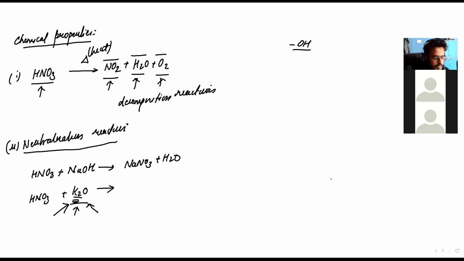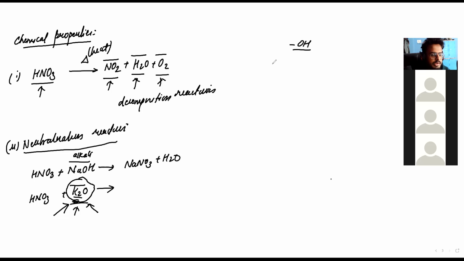Alkali. No. An alkali is a base formed by an alkali metal or alkaline earth metal, like sodium hydroxide is an alkali. But I'm writing in place of alkali, an oxide, potassium oxide. So what is this kind of substance called? I emphasized this in the first semester. There is a name for this. No one knows this?